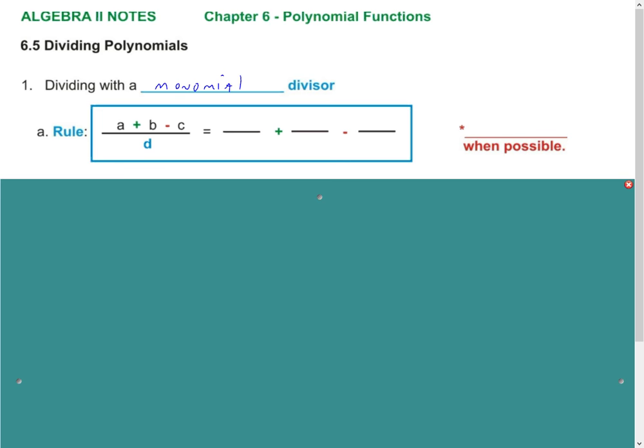Hey, what is this? Am I dividing by a monomial? If so, we've already done this before. You're supposed to split up the numerator and divide each term of the numerator by the denominator. So you end up with a over d plus b over d, and in this example, minus c over d. So we've really done this before. We've applied this to the quadratic equation and other things. And always when you're doing this, look to reduce when possible. All right, reduce when possible.